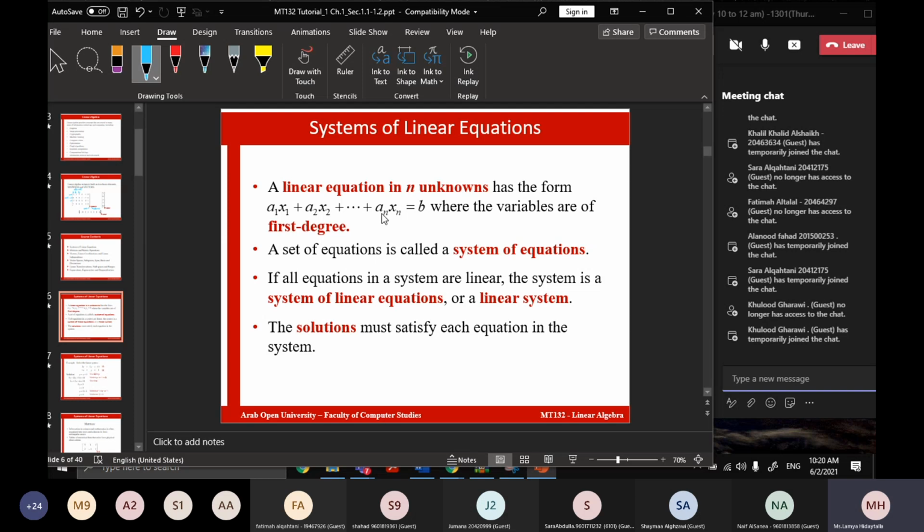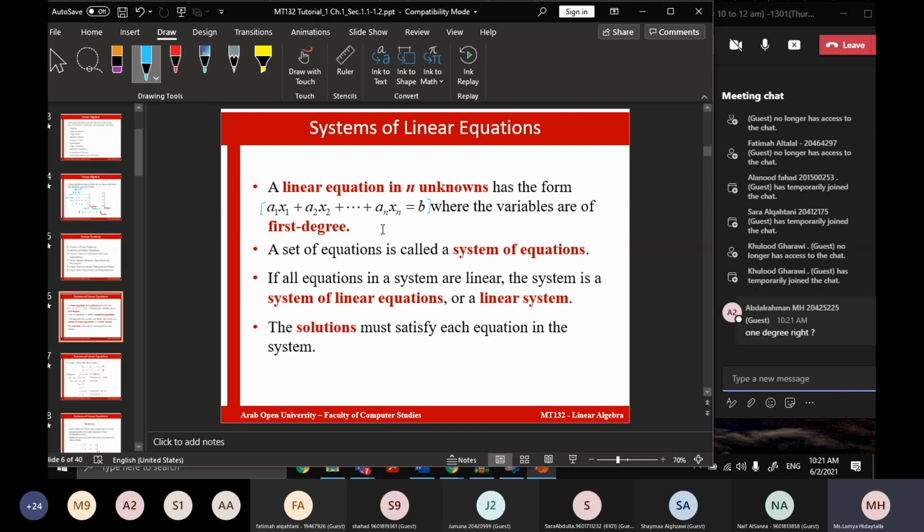First, let me remind you what we mean by a linear equation. Any equation in this form we call a linear equation: a1 x1 plus a2 x2 plus a3 x3 plus a4 x4 and so on, equal to b. What are a1, a2, a3, a4? They are the constants, just real numbers. Also b is a real number. While x1, x2, x3, x4 up to xn are the variables.